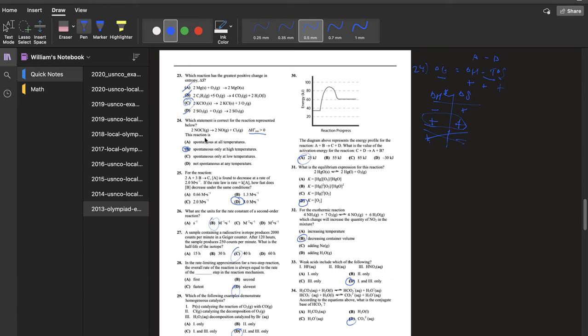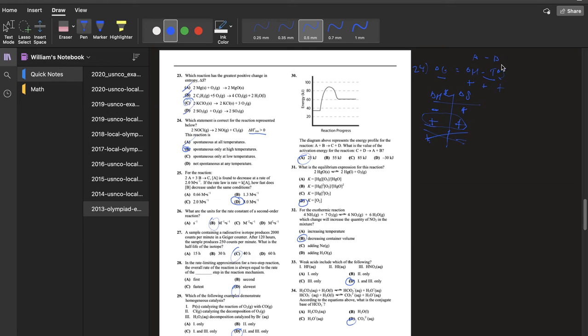So let's look. This reaction is spontaneous at all temperatures? No, we covered that only the minus plus situation is spontaneous in every condition. Spontaneous at low temperatures? No, because if the temperature is low, remember we're talking about the Kelvin scale, so temperature can't be negative. So low just means positive but close to zero.